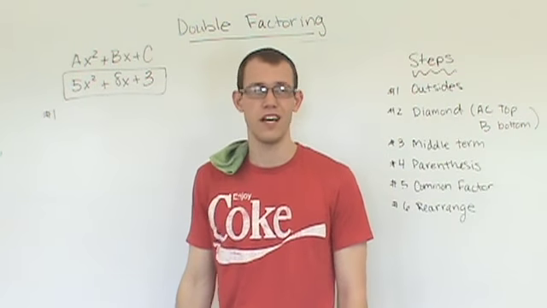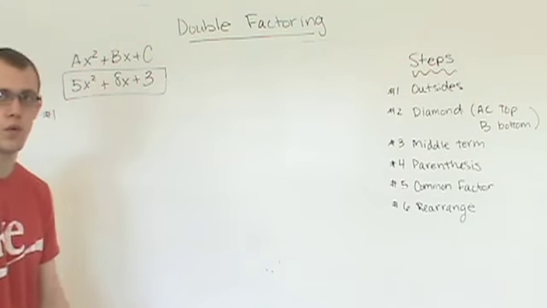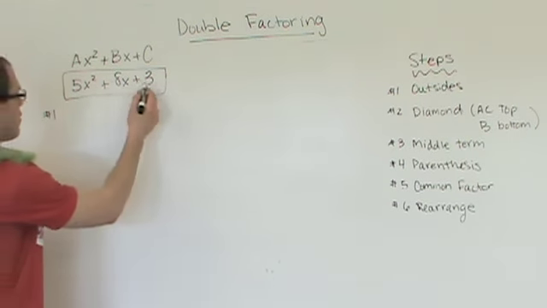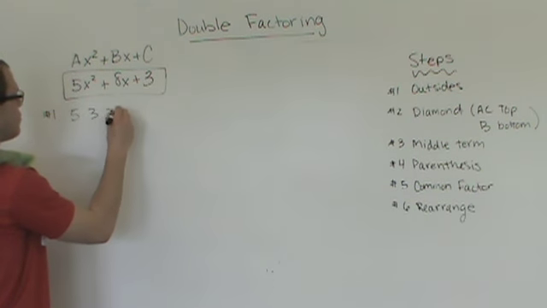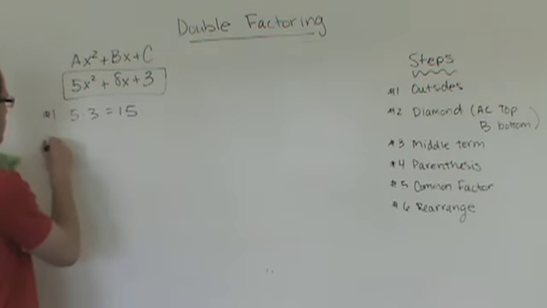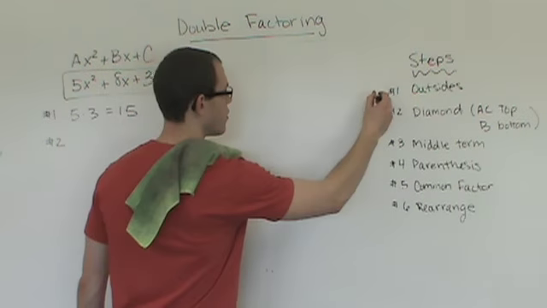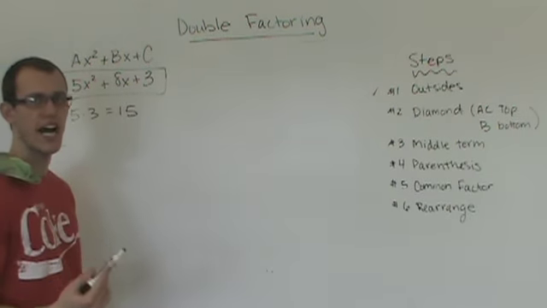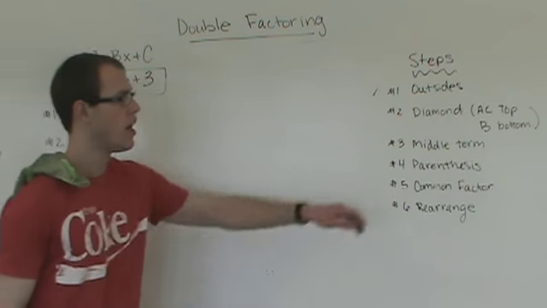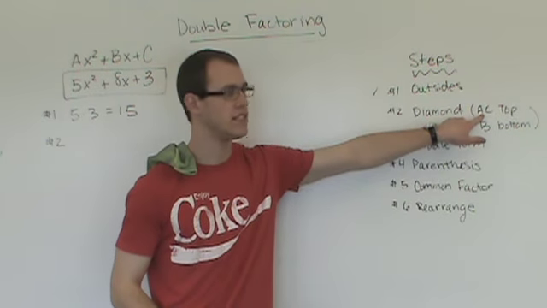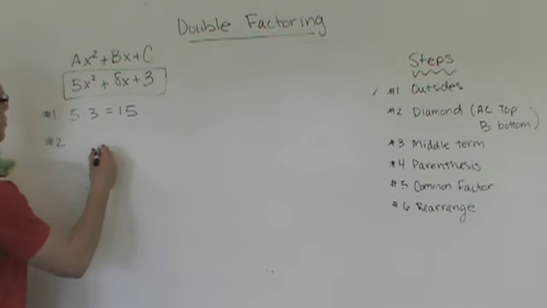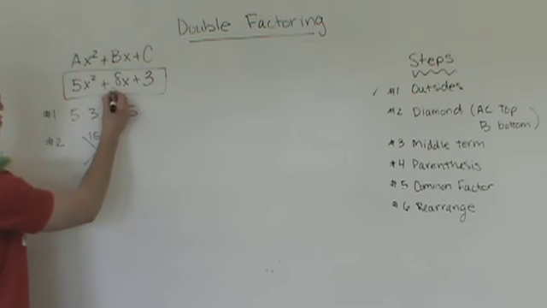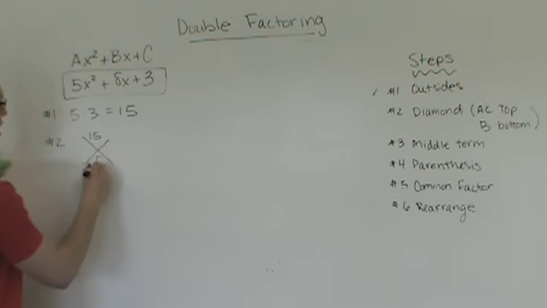So let's begin with the first step, which is the outsides. We want to multiply the 5 and the 3. So 5 times 3 is 15. Okay? So that's a check. Next, we want to make our diamond. Our diamond is made with what we just found on the top, AC, and B on the bottom. So I'm going to do that right now. 15 goes on the top. My B value, 8, goes on the bottom.